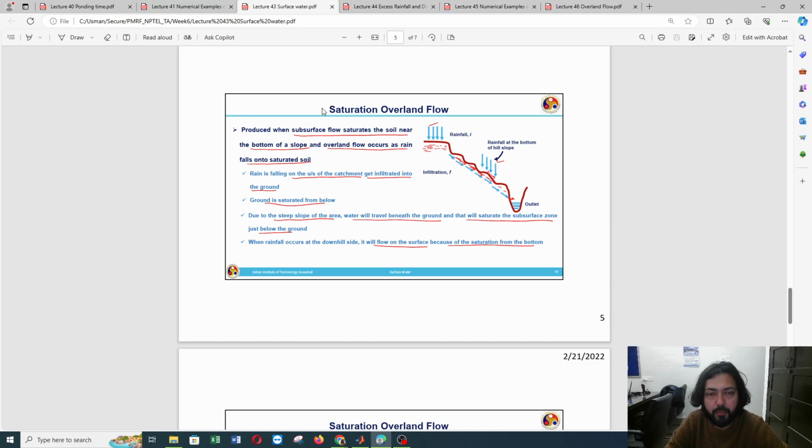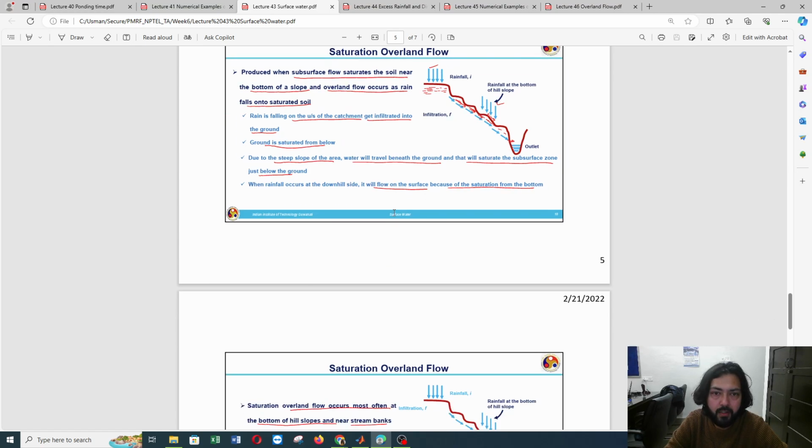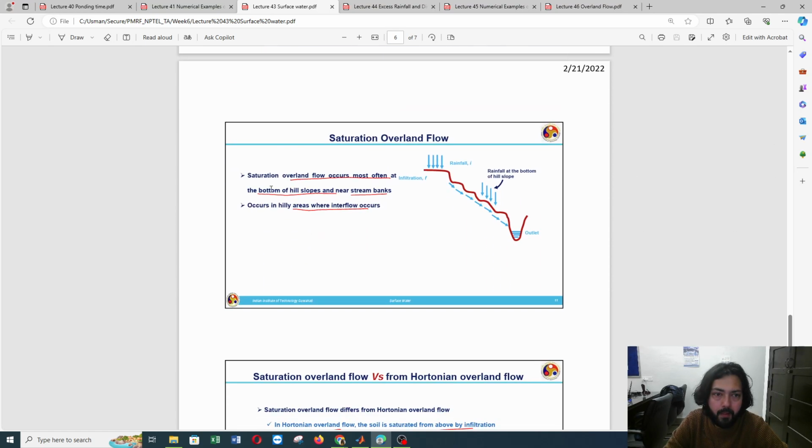The conditions that support saturation overland flow are that it can be applied at the bottom of hill slopes and near stream banks. So these are the conditions that are favorable for Hortonian and saturation overland flow.